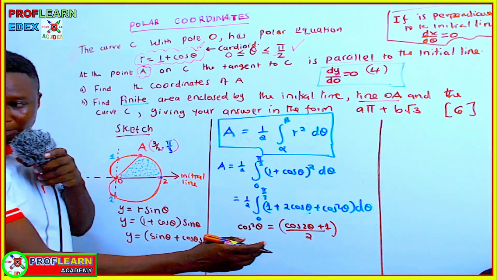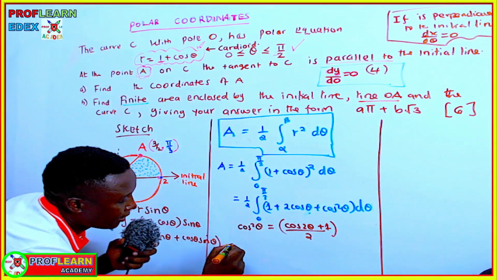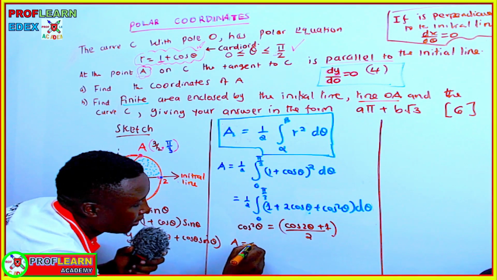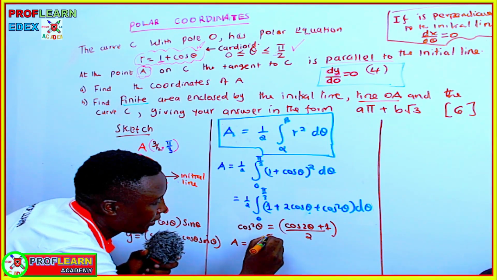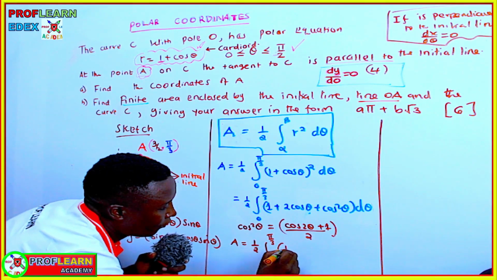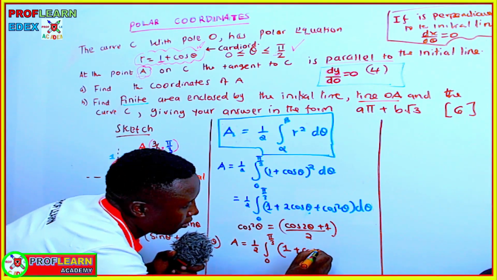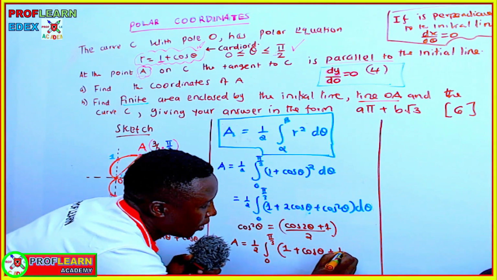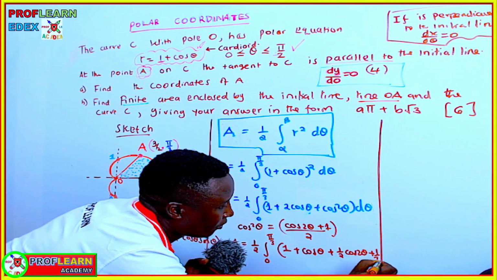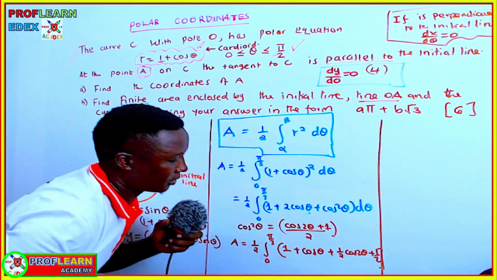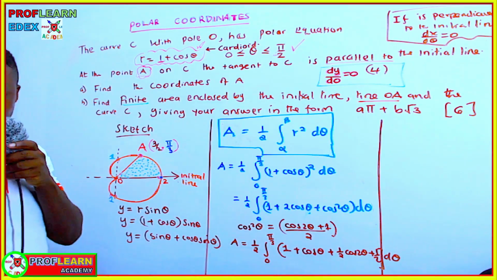So meaning that we can replace this part with this part that we have here. And this is going to be actually area is equal to a half integrating from 0 to pi over 3 of 1 plus cos theta plus 1 over 2 cos 2 theta plus 1 over 2 in that case. And this is going to be integrated with respect to theta.